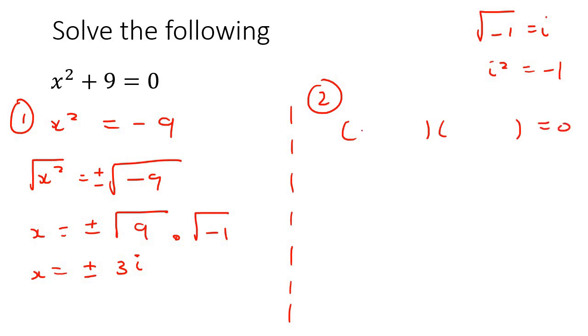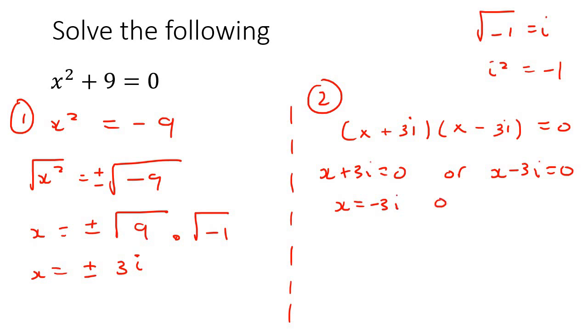So what you then do is you say x and x, 3 and 3, plus and minus. But because it's a plus in the middle, we have to add i and i. And so we're going to say x plus 3i equals 0, or x minus 3i equals 0. And so x would be negative 3i, or x would be equal to positive 3i.